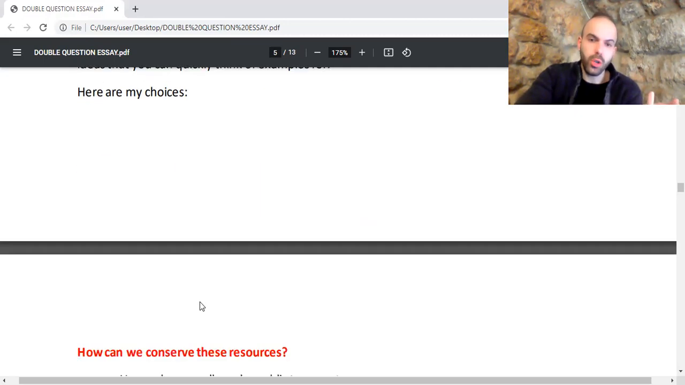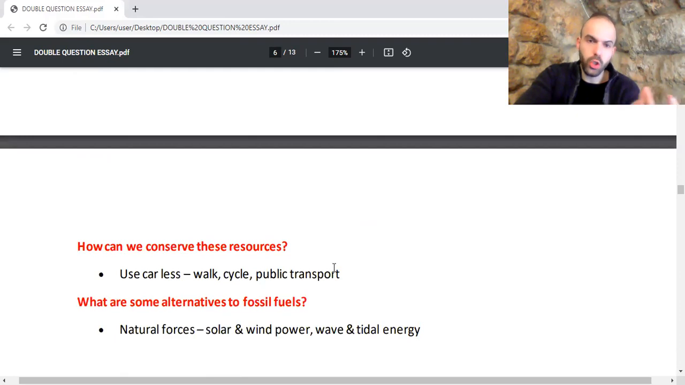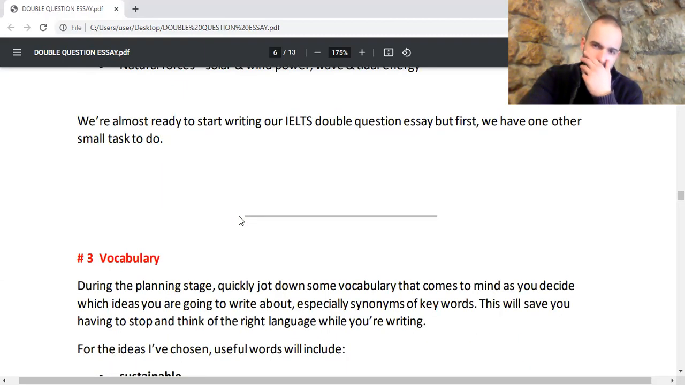So here are my choices. For the first question, how can we conserve these resources? I'm going to select this idea: use the car less, walk, cycle, public transport. And for the second question, what are some alternatives to fossil fuels? I'm going to say natural forces, as I told you, which is solar and wind power, wave and tidal energy. Okay, amazing answers. And now let's move to the vocabulary.